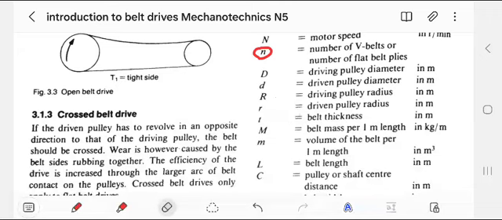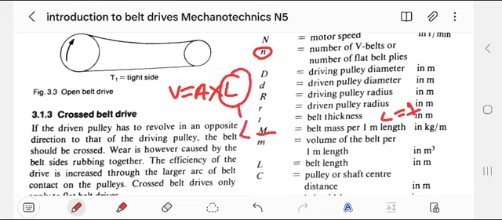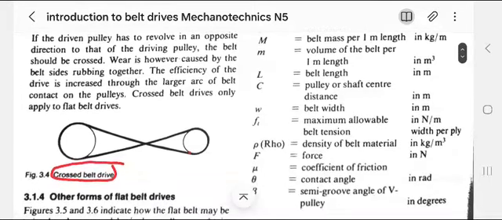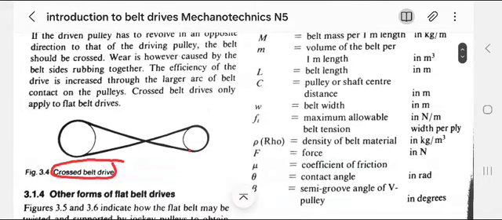M is the mass, the belt mass per meter length. You must consider that per meter length. That means we must always consider our length as 1. Anywhere you see L, length, in these calculations, substitute it with 1 always. For example, the volume is equal to area multiplied by length. Under this topic, always substitute your length with 1. Then the volume of the belt is per meter length.